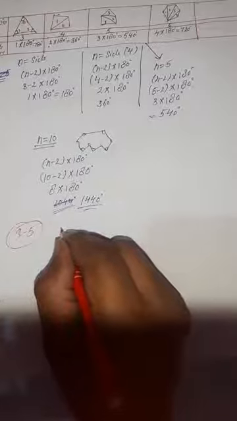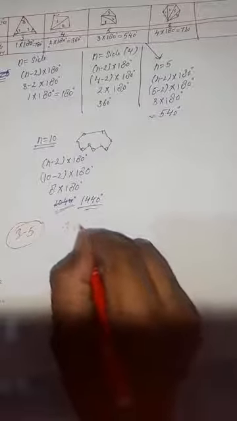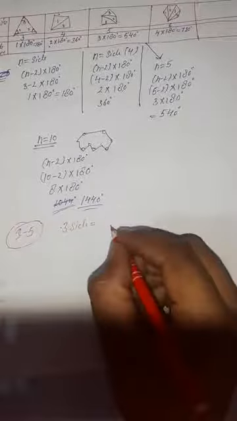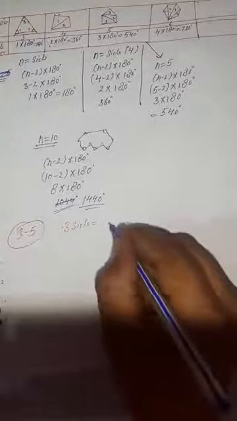Question number 5: what is a regular polygon? State the name of the regular polygon. Suppose we have given 3 sides. What is the name of the polygon which has 3 sides? That is a triangle.